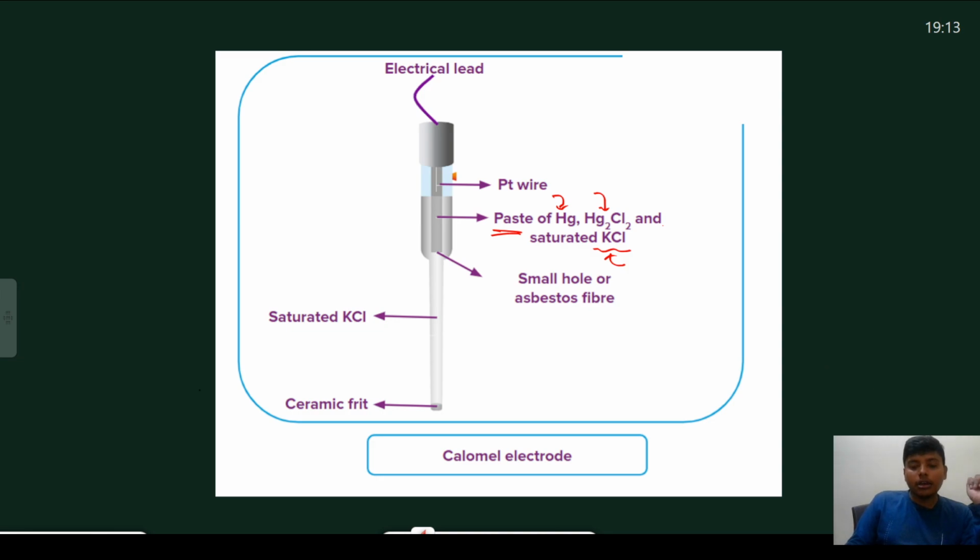Now, what kind of questions will they ask? In the calomel electrode, what electrode is there? That is mercury, with platinum. Clear? And what is the electrolyte we are using? Hg2Cl2. Clear or not? Yes, sir.